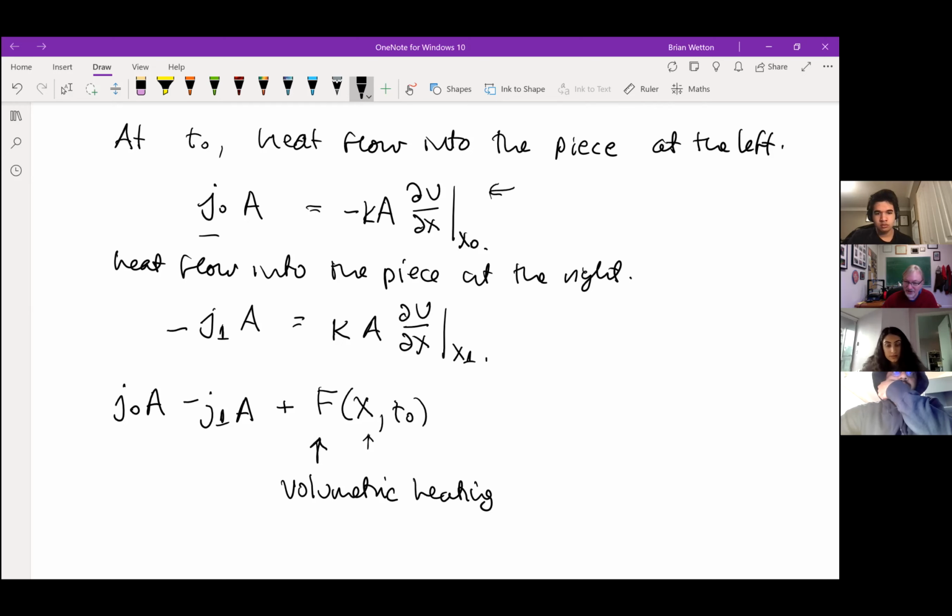Well, that's the volumetric heating, right? So what's the total amount of heating? Well, it's got to be the volume of the piece, which is x1 minus x0 times the cross-sectional area. That whole thing here, that's the volume. So if you want the total amount of heat, it's the volume times the volumetric heating.